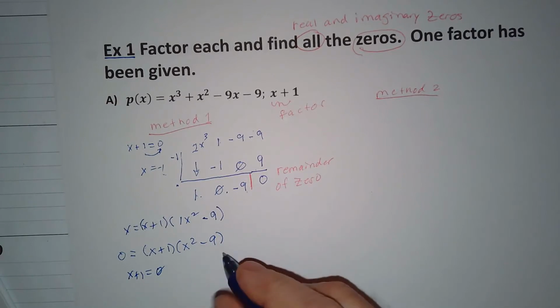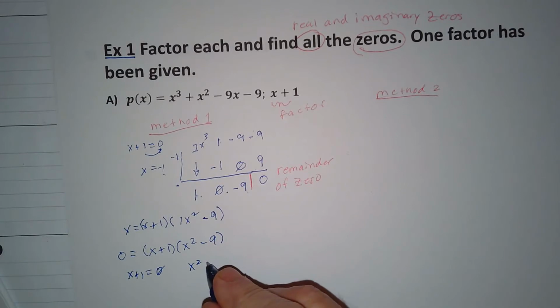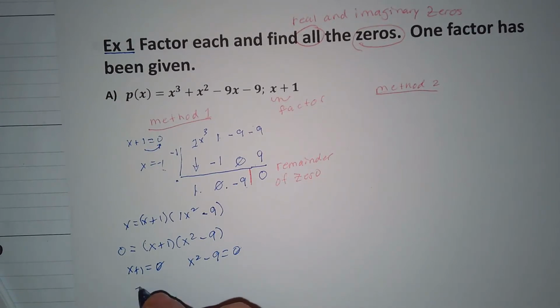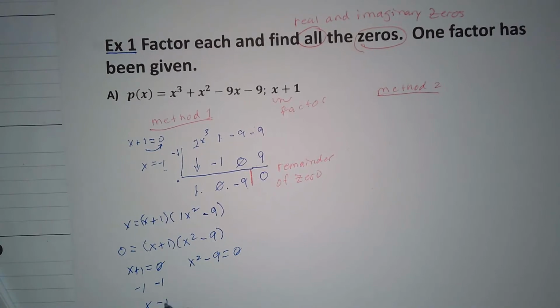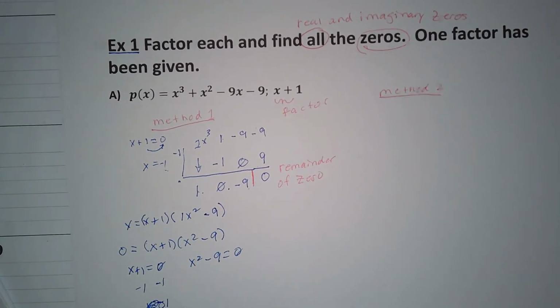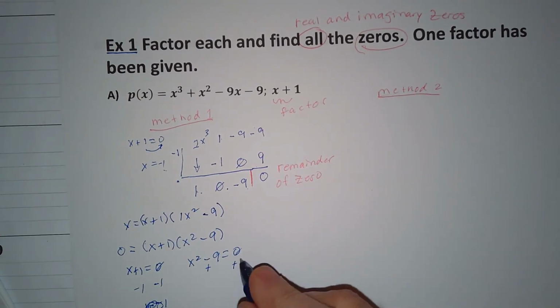And we can set this one, since it's set up as a square, x squared minus 9 equals 0, right? And so subtract 1 from both sides over here on the left, and you get x equals negative 1. Let's do that again. x equals negative 1. So that's one solution.